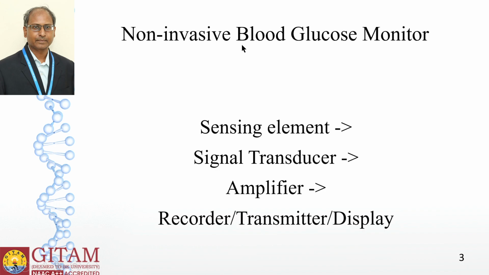A device for non-invasive measurement of glucose in blood is expected to have these elements. A sensing element is required that can give a signal proportional to the concentration of glucose in blood. A transducer will convert that signal into an electrical signal. That signal may have to be amplified if it is weak, and then it has to be digitized so that it can be recorded, transmitted, or displayed.